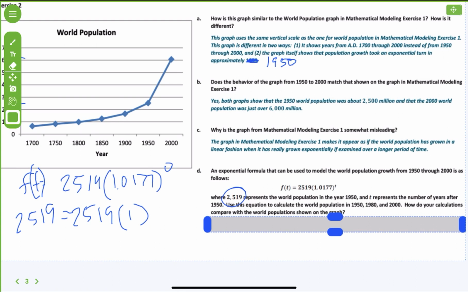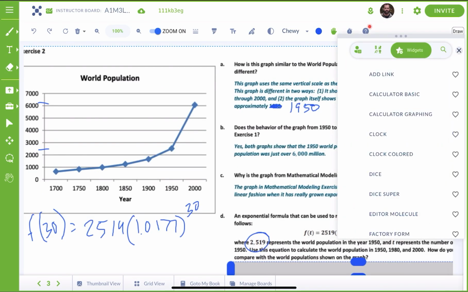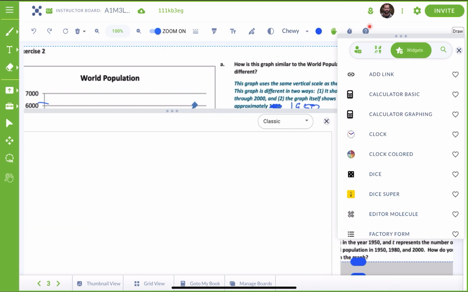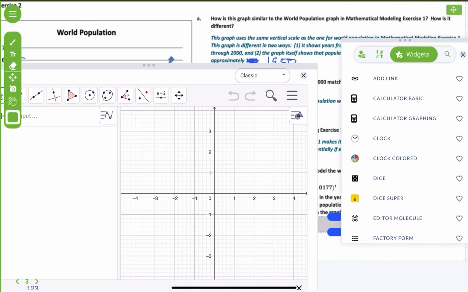Now, 1980 is going to be about 30 years past our 1950 mark. So what we would do there is change this to f of 30. We're going to plug 30 in up here. Well, let me bring up a graphing calculator here. That'll be the easiest way for me to show you.